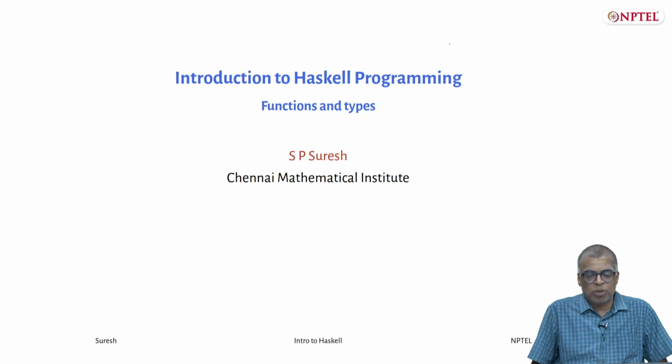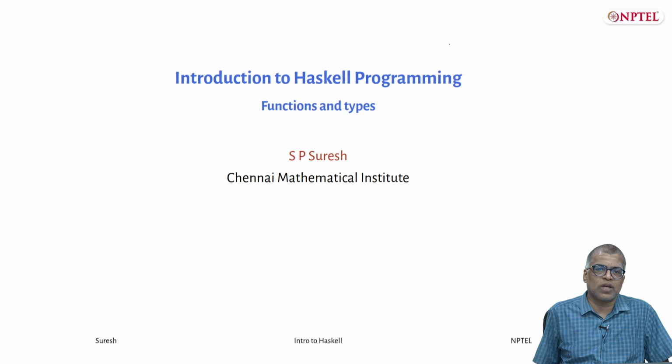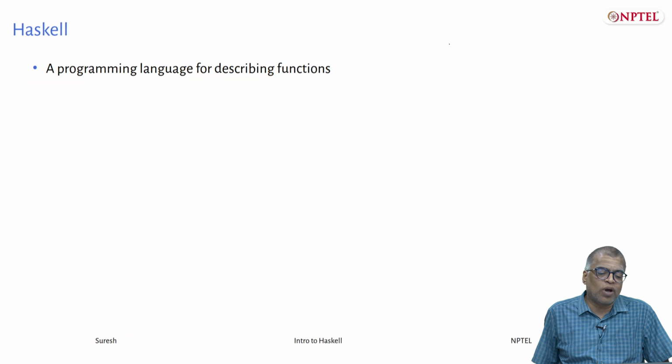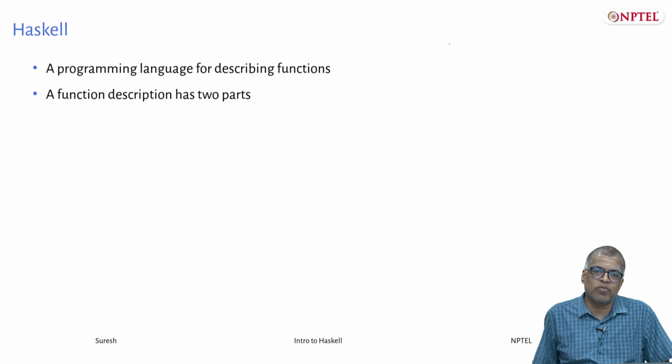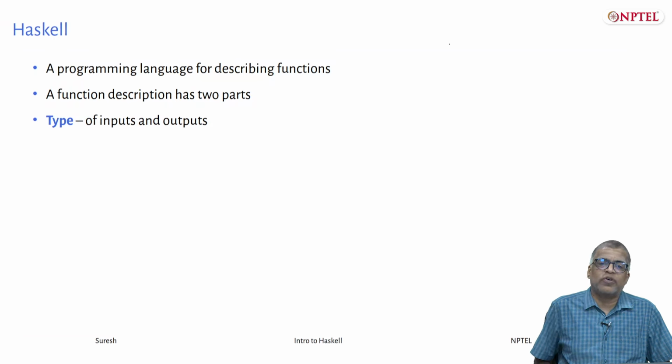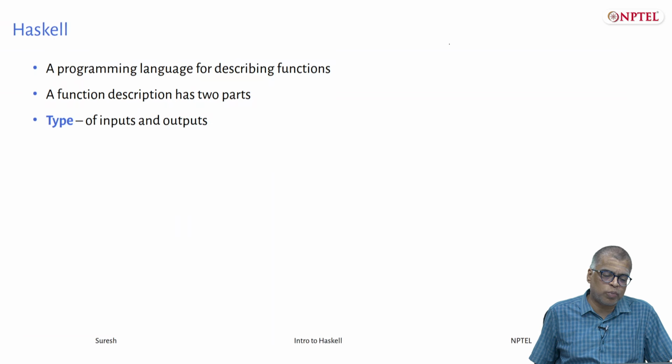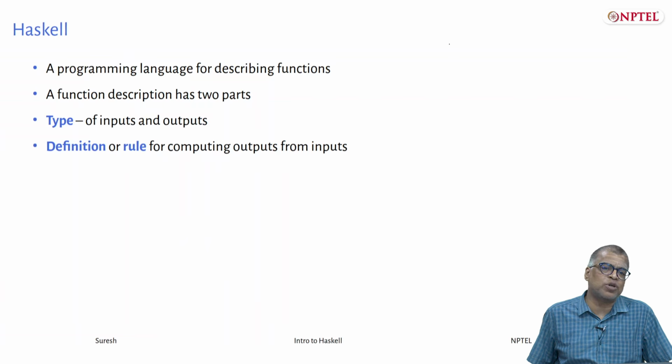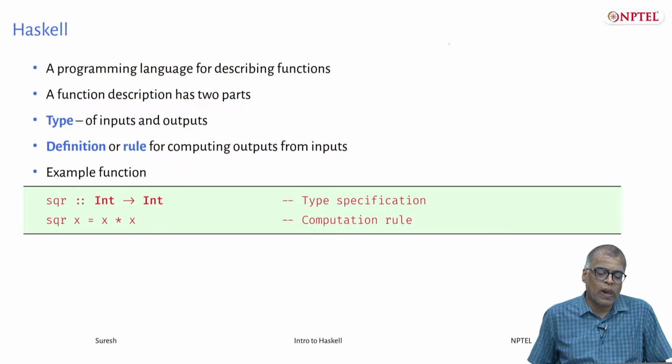Hi, welcome to lecture 2 in Introduction to Haskell Programming. We will continue looking at functions and types. Just to recall, Haskell is a programming language for describing functions, and a function description has two parts. The first part is where we give the type of inputs and outputs, and the second part is a definition or rule for computing outputs from inputs. As we will see in this lecture, there are lots of complex ways in which we can define these rules for computing outputs from inputs.